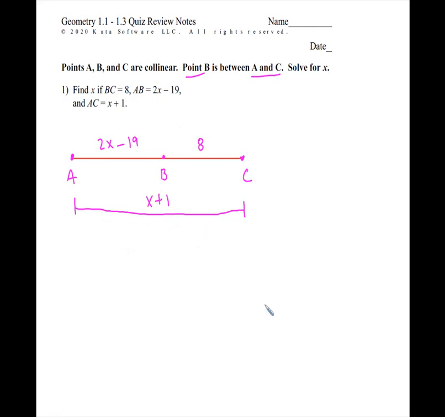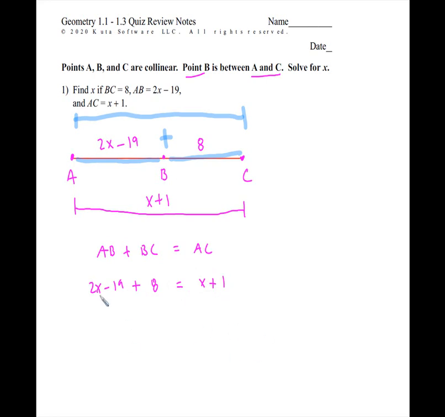Using the segment addition postulate that we learned, if we take AB and we add BC, it's going to equal the whole thing, which is AC. If we look at the picture, if you take this part here and add this part here, it's going to give you this whole thing. So that's how we're going to set up our equation: 2x minus 19 plus 8 is equal to AC, which is x plus 1.